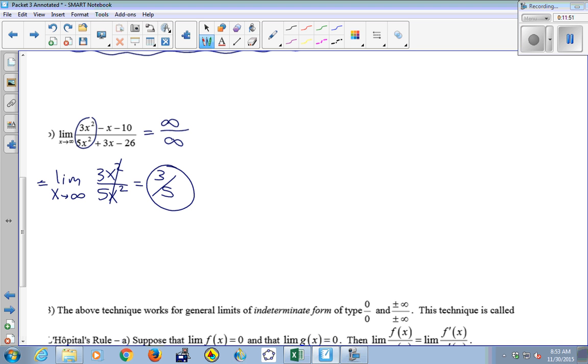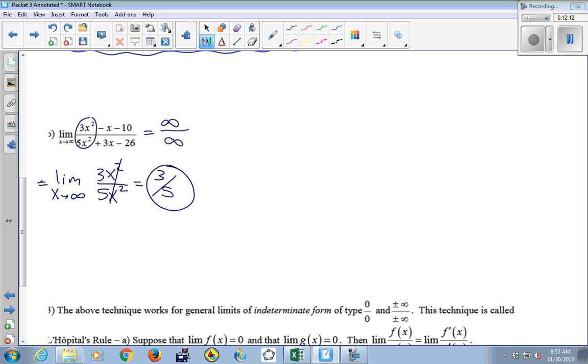Is this familiar from pre-calc? You might have just memorized a rule, like when you're looking at a rational function, if the degree on top is the same as the degree on bottom, the horizontal asymptote, which is the end behavior, is the ratio of the leading coefficients.